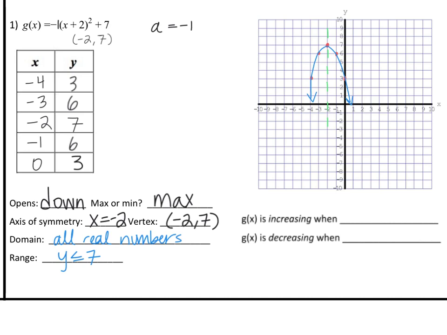Increasing and decreasing, we want to use our axis of symmetry to help us. It's going up from left to right and then down. So it's increasing on the left side there. That's when x is less than -2. It's decreasing on the right side when x is greater than -2. Because -2, look right here, is your x value.